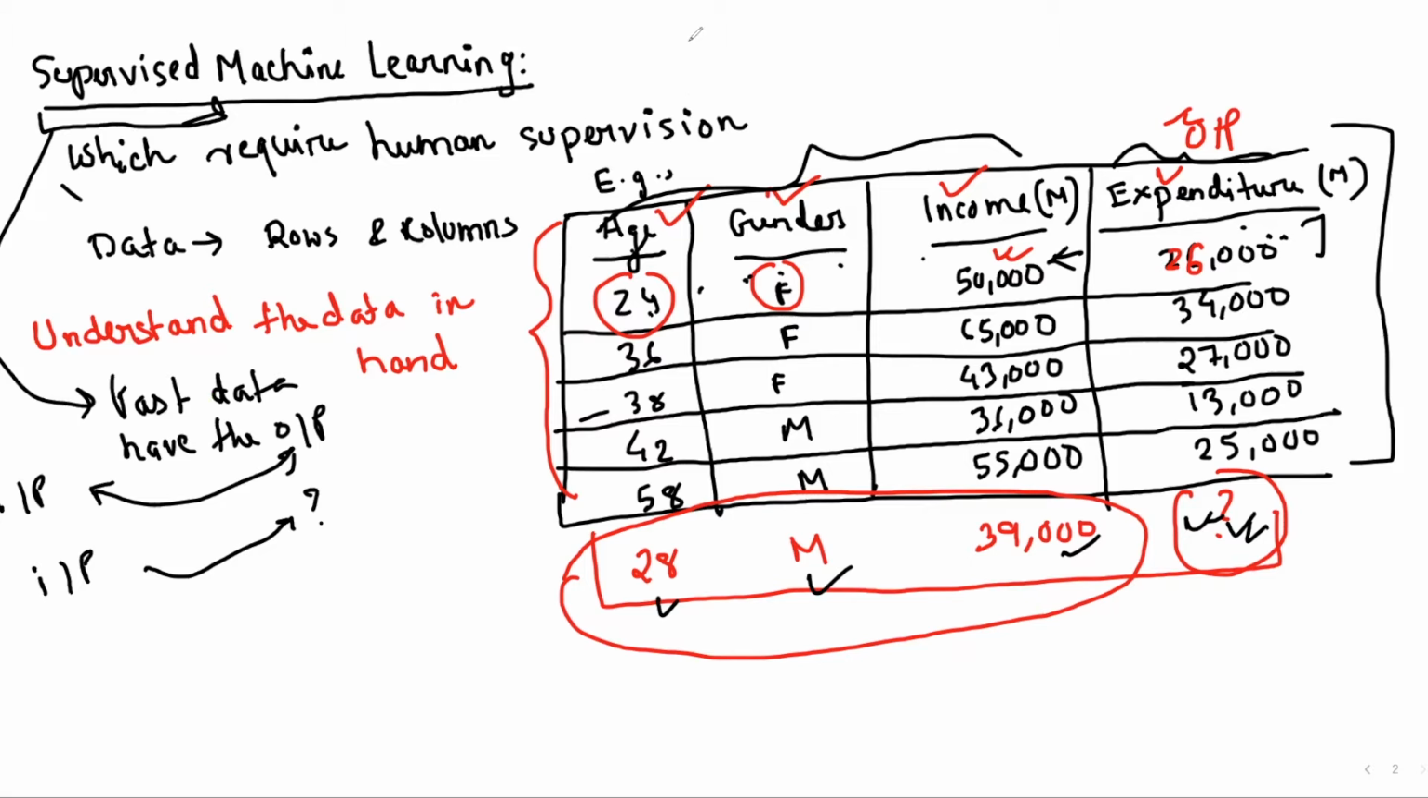Okay. So to wrap up, I mean to summarize everything. What happens in supervised machine learning? In supervised machine learning, the output feature is given in the past data. So we have to find out the relationship between the input features and the output feature, so that whenever any new data comes with the input features, we will be easily able to predict the output. And this is called supervised machine learning.